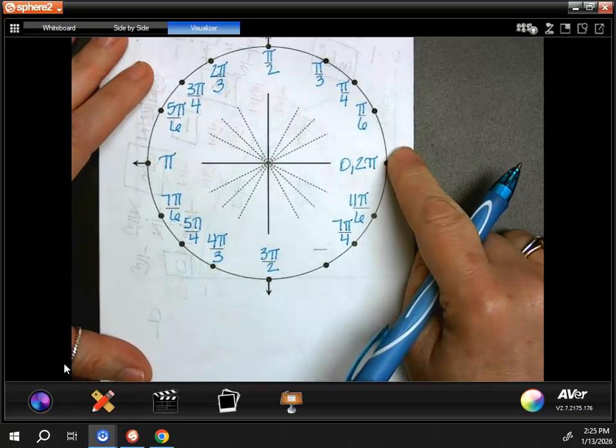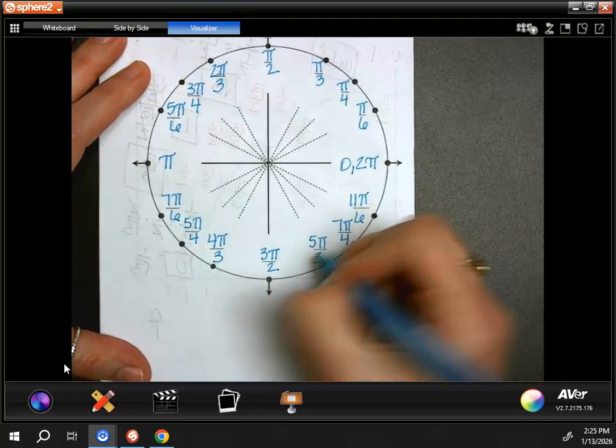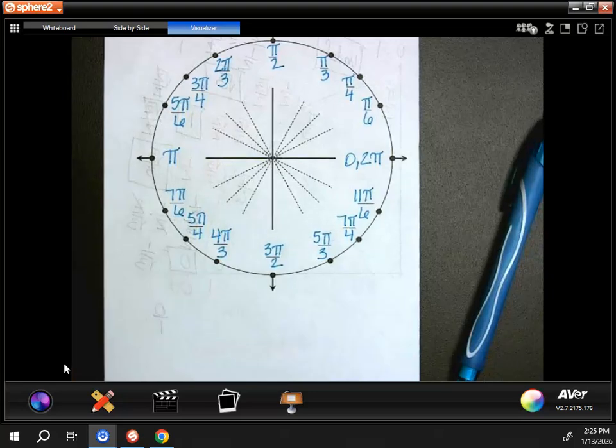6 pi thirds. So I back up one, and I'm at 5 pi thirds. So do you see how to get to those angles? If I ask you something about 7 pi fourths, here's what your brain's going to do. You're going to go, 7 pi fourths. Well, 2 pi would be at 8 pi fourths. I back up one. That means I'm in the fourth quadrant.